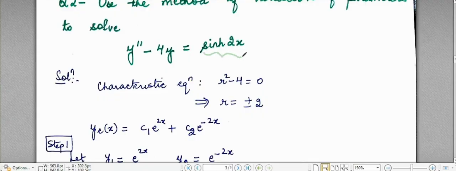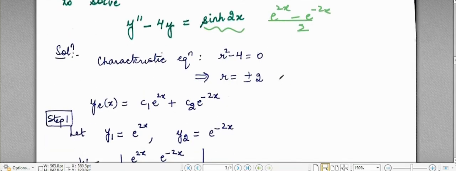Here it's sine hyperbolic 2x. You know sine hyperbolic 2x by definition is e to power 2x minus e to power minus 2x upon 2. So you'll first find the characteristic equation and your yc, and in yc these two linearly independent functions have to be called y1 and y2. The choice can be yours. You can either call the first function y1 as e to power minus 2x or the other way around, but once you decide, you have to freeze them throughout the process. Do not change in between.